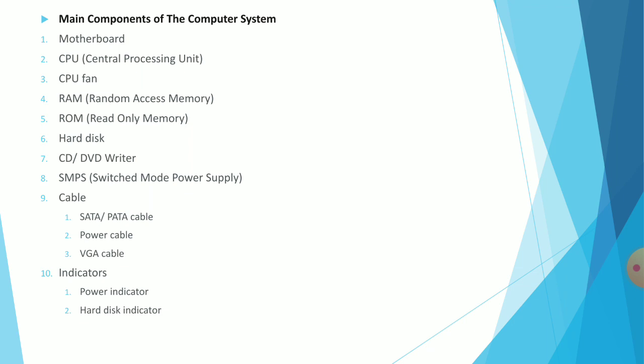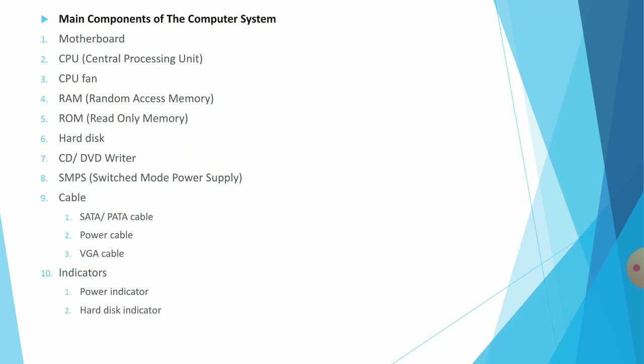Okay. Because our computers work on very low voltage, around 5 volt, 3.3 volt. Okay. So we have to convert our high voltage supply to low voltage. So the SMPS will do this. Okay.